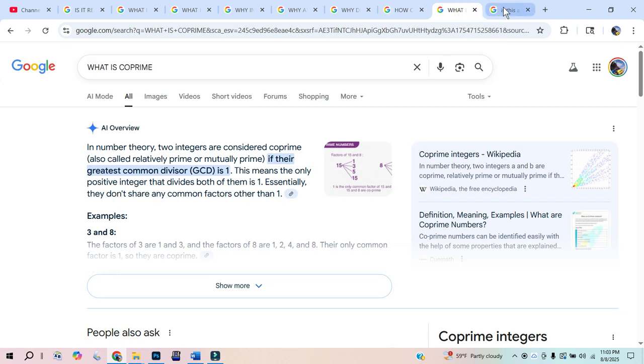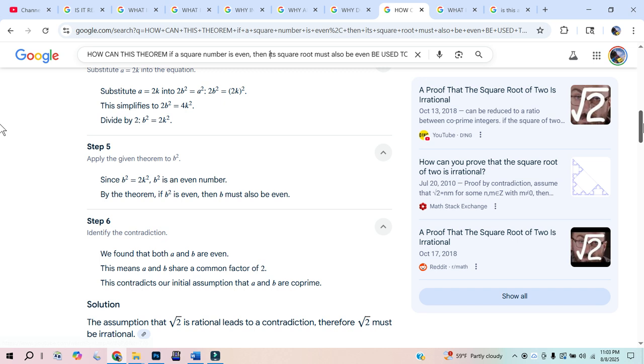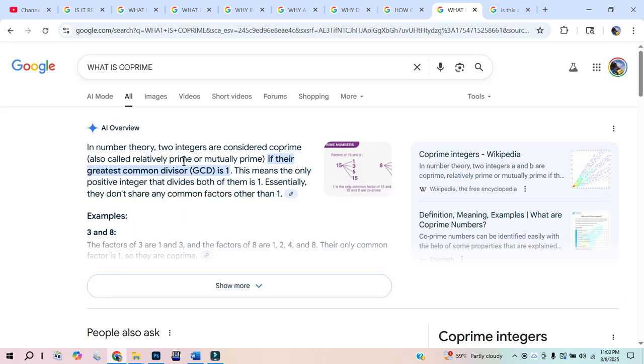Let's see what else. What is a coprime? Because that definition is going to come up. A coprime is where you have two numbers, and if those two numbers' greatest common divisor is 1, then they're coprime. So the factors of 15 are 1, 3, 5, 15, and for 8 we get 1, 2, 4, 8. So their only common factor is 1.